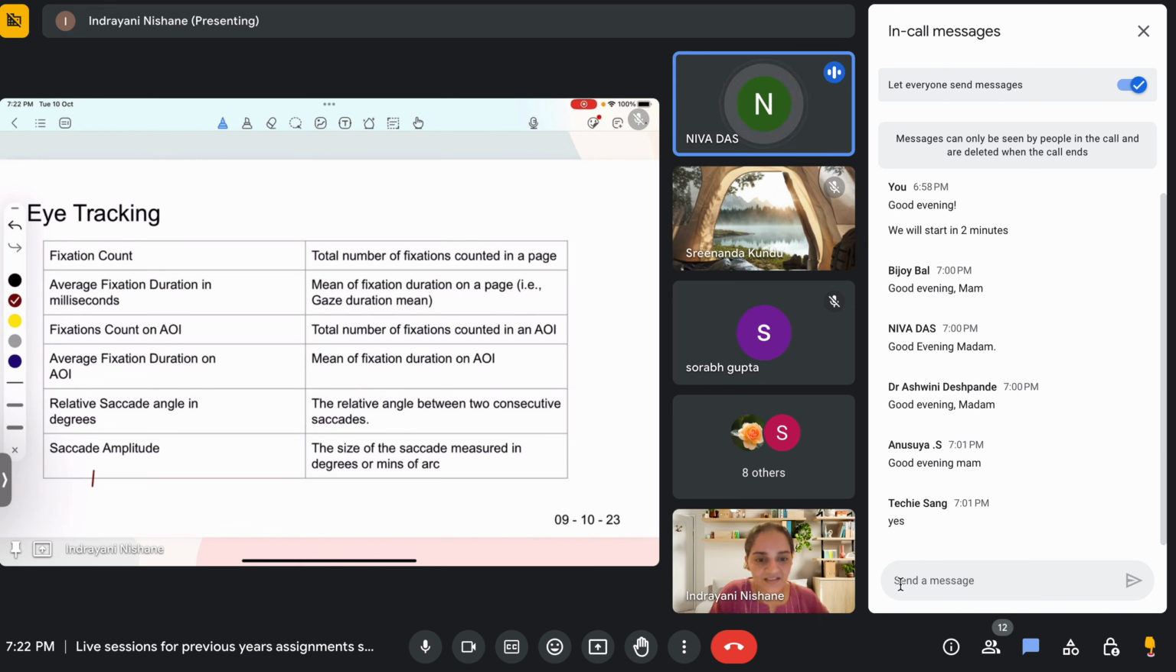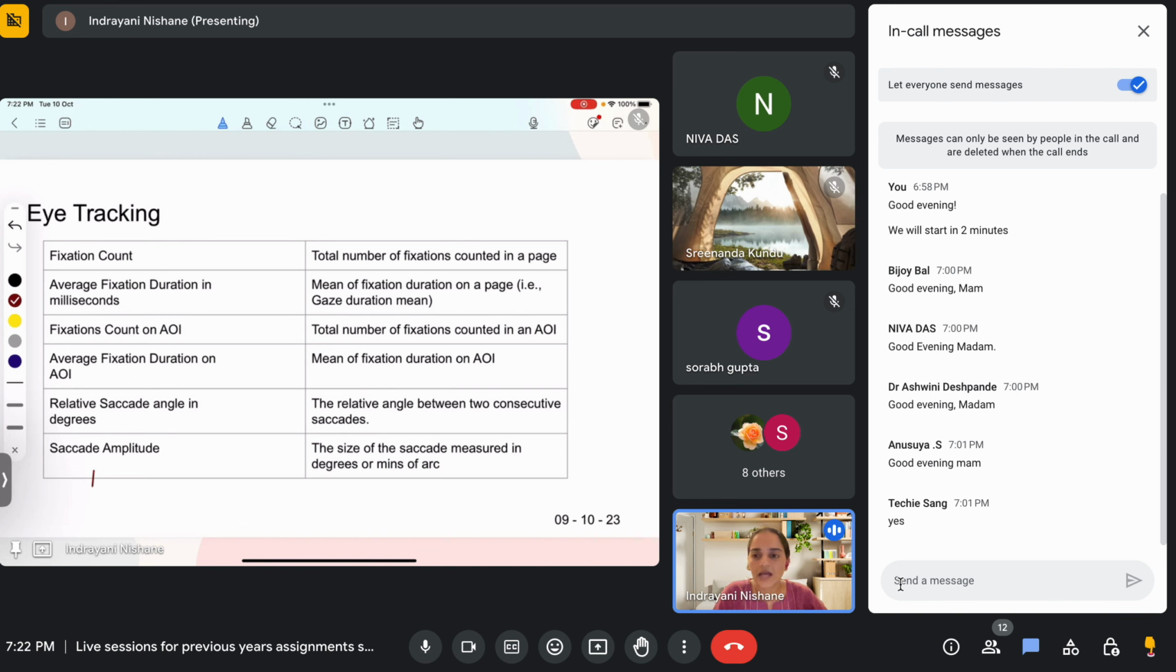So coming back to the eye tracker data: what the eye tracker does is, with the timestamp, it captures the x and y coordinates of where our pupil is looking on the screen. Based on that data, we can decide values for the following list of features.